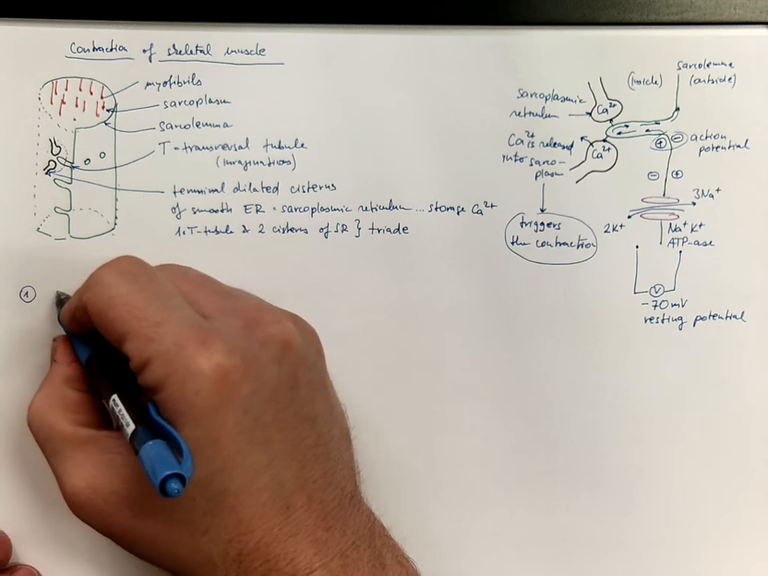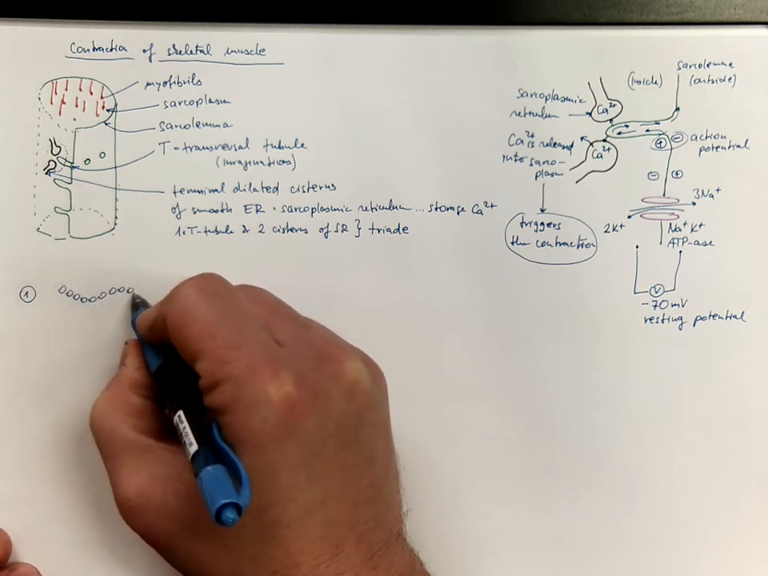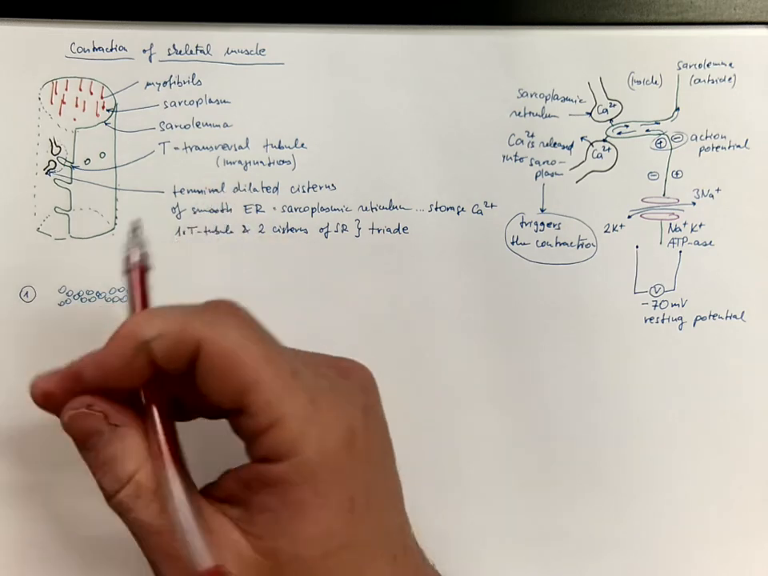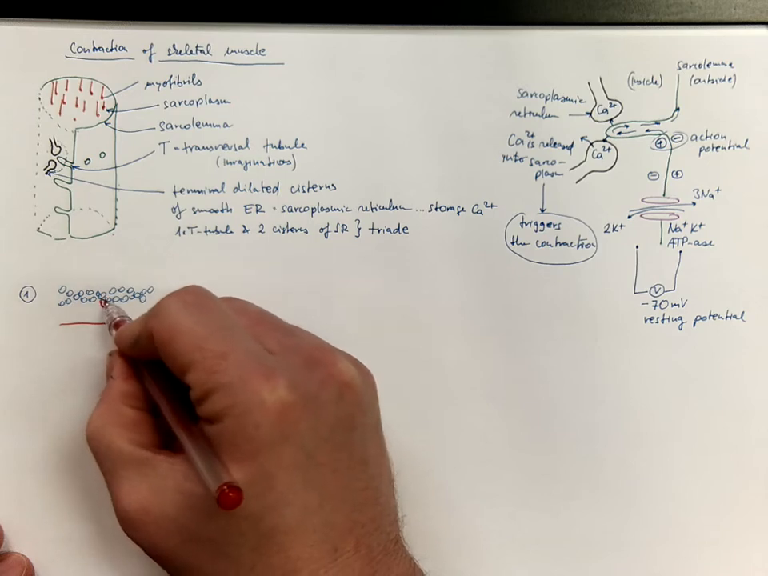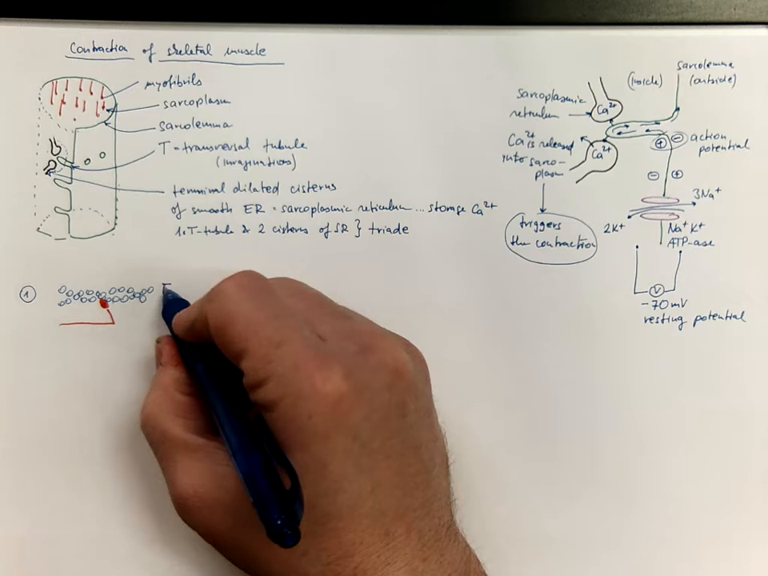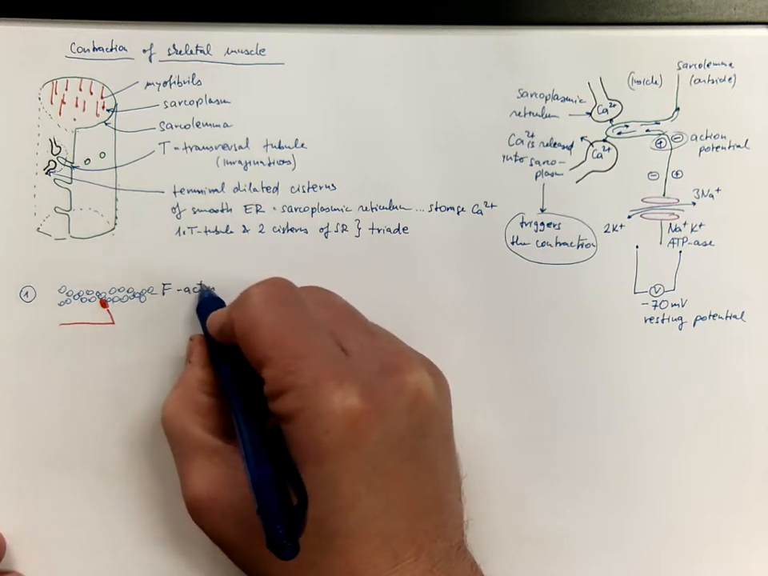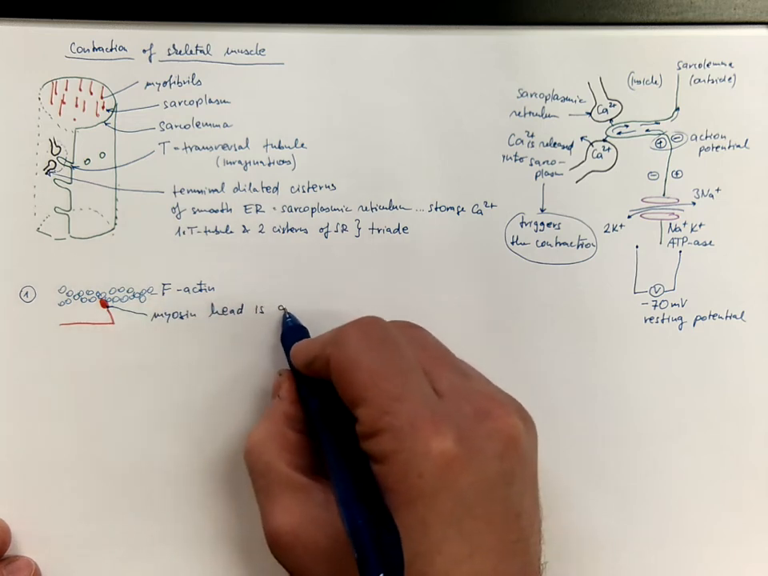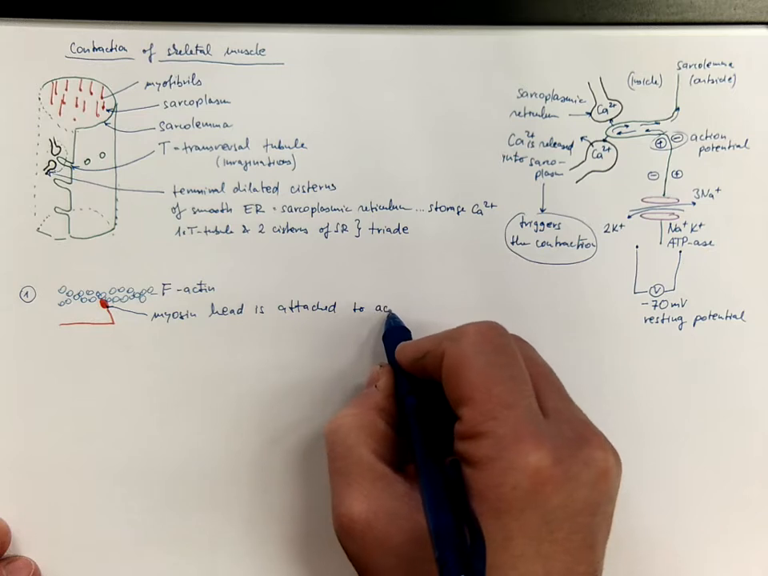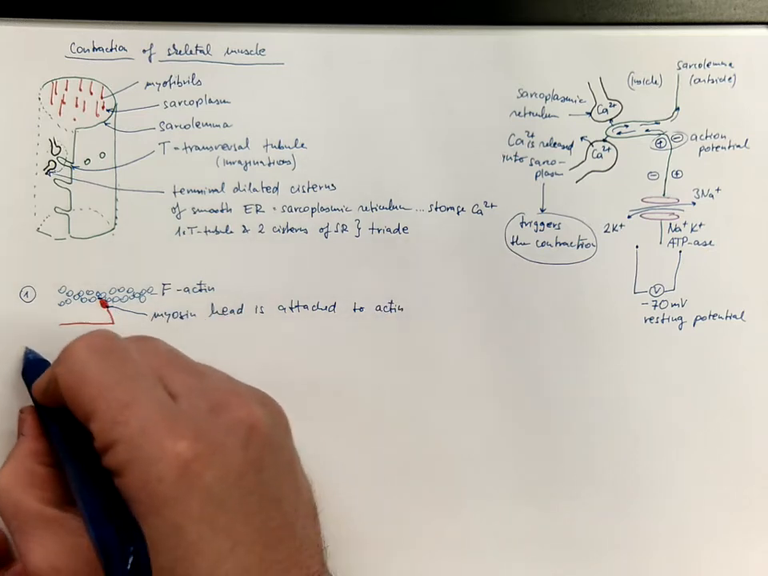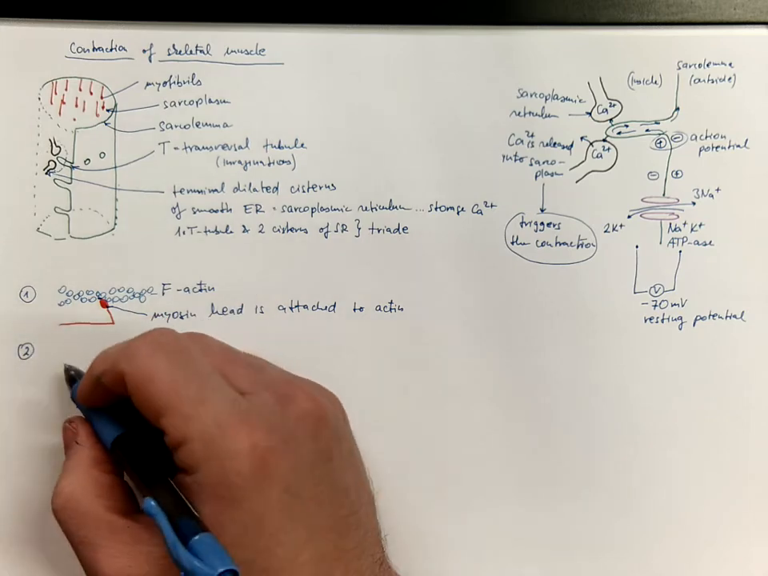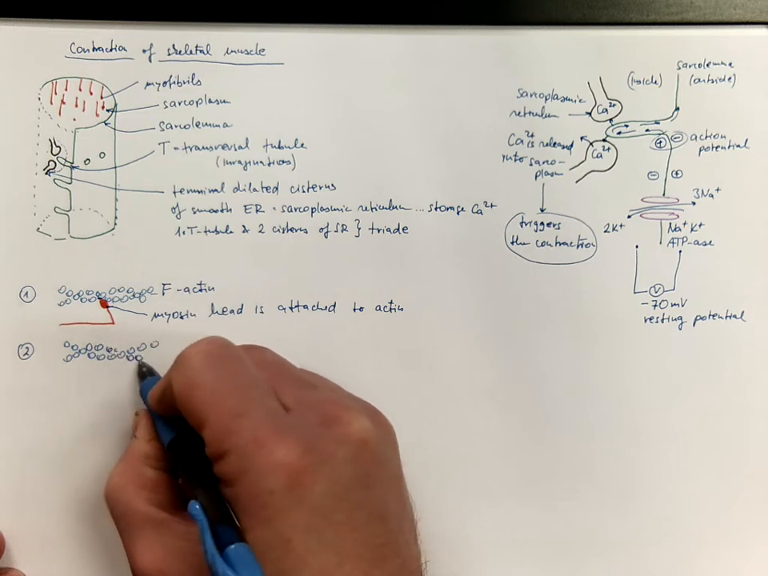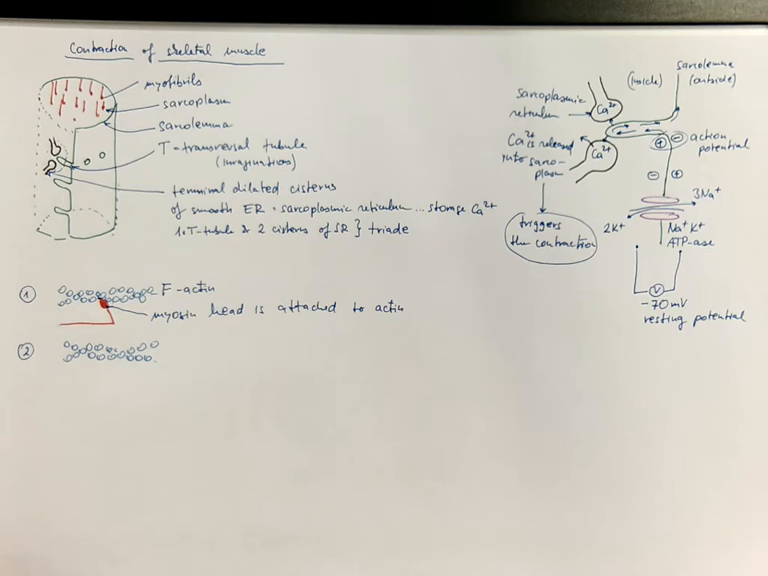Let us say we start in a condition where the double helix of F-actin is bound with the myosin head. So the myosin head is firmly attached to the actin. There's the F-actin, and the myosin head is attached to actin, which is a binding site for myosin. And next step, we need ATP that binds to myosin, causing its release from the actin.